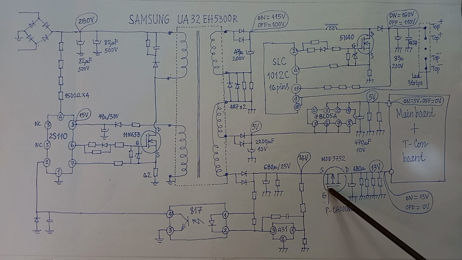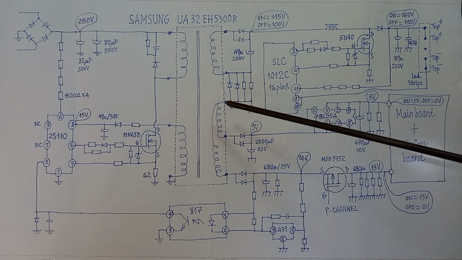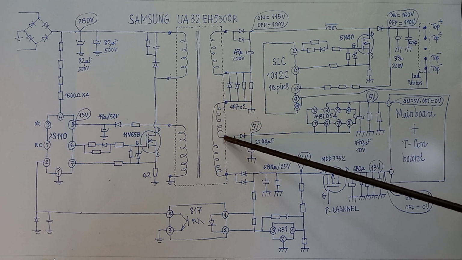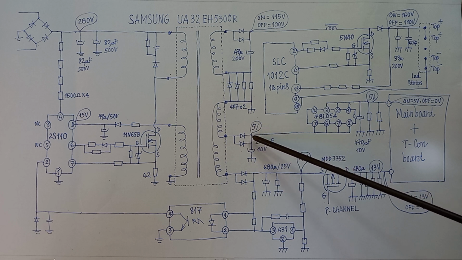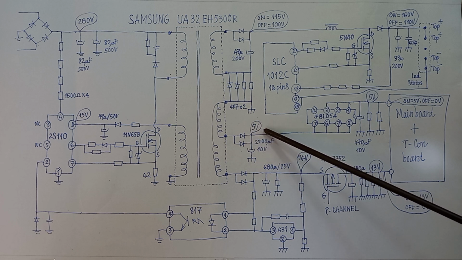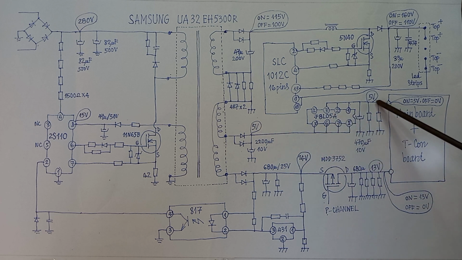Now you should pay attention to this MOSFET. This MOSFET is the P-channel MOSFET. Now let's see this coil. The two diodes will rectify the voltage 5 volts to supply for the main board.